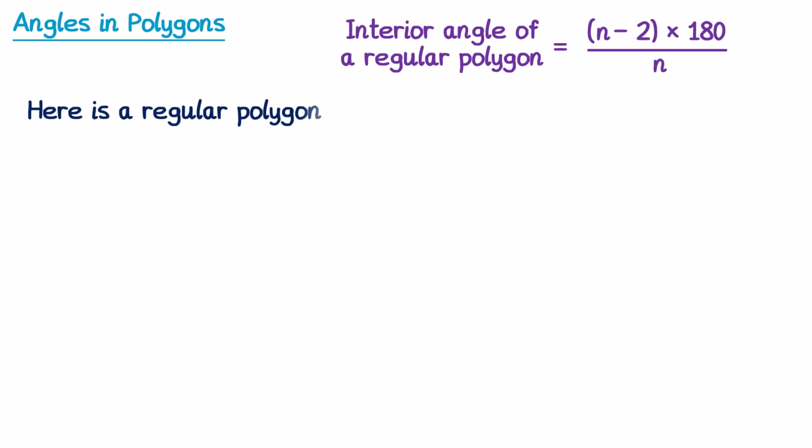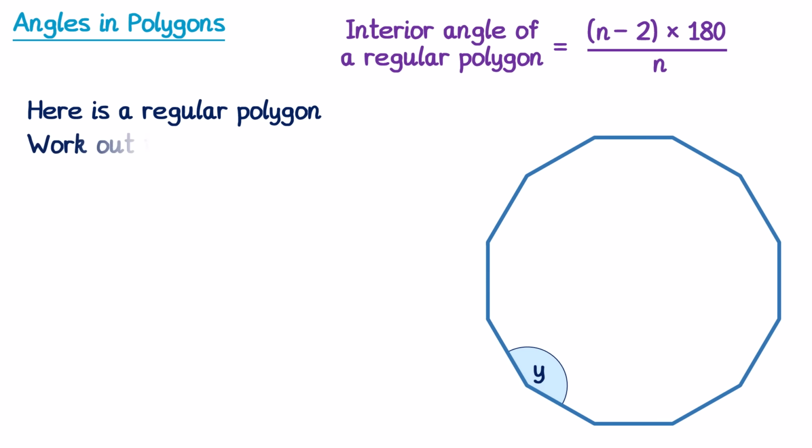So for this question, we're given a regular polygon, and here it is, and we're asked to work out the size of angle marked y. So since this is a regular polygon, we can use the interior angle of a regular polygon formula at the top. We need to know how many sides this shape has, and if you count them, there are 12.